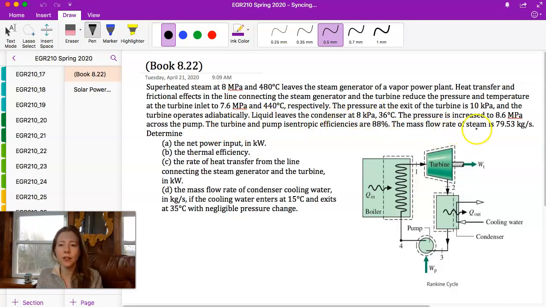The mass flow rate of steam is 79.53 kilograms per second. Then there are several things we have to determine: the net power input in kilowatts, the thermal efficiency, the rate of heat transfer from the line connecting the steam generator and the turbine, and the mass flow rate of the condenser cooling water in kilograms per second if the cooling water enters at 15 degrees Celsius and exits at 35 degrees Celsius with negligible pressure changes.